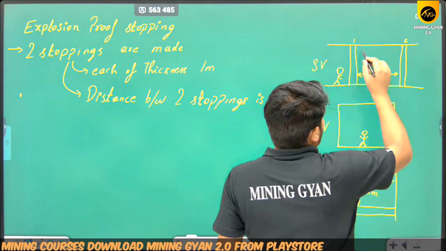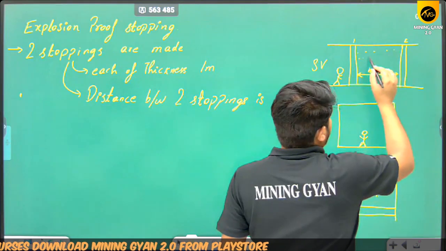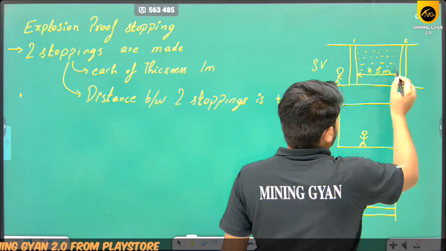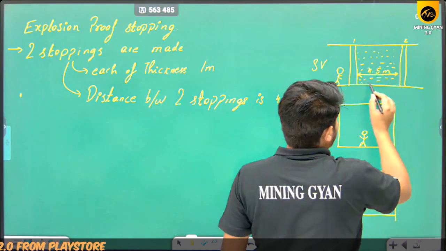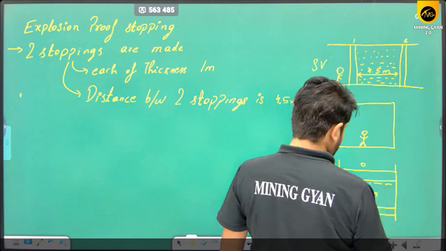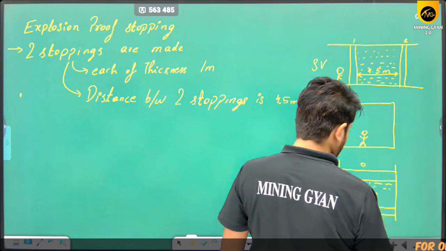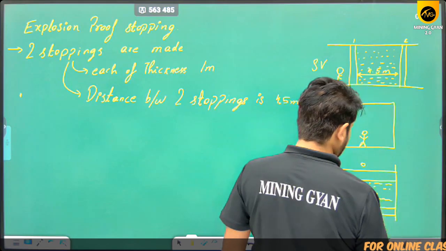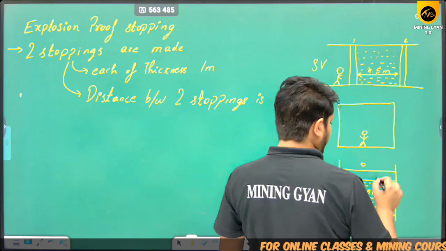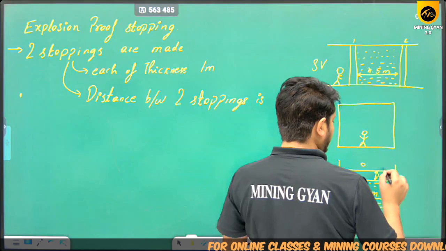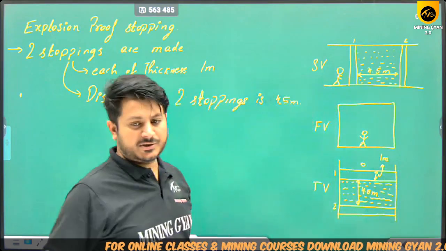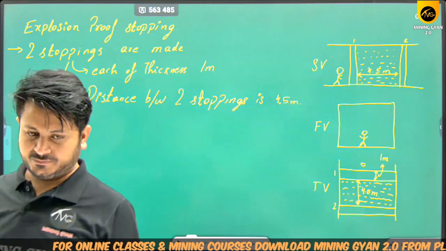is 4.5 meter, and this gap is filled with incombustible material, and this type of stopping is known as explosion proof stopping. And the thickness of each stopping is 1 meter. Understood? Any doubt?